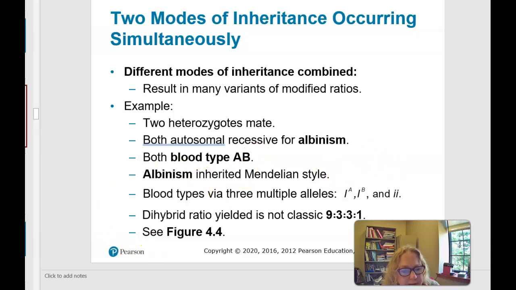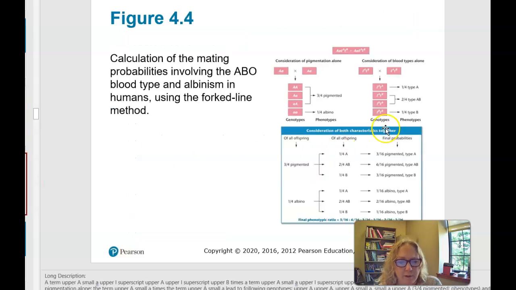Okay, let's talk about these modifications of genetic ratios. Here we go. So ABO blood type is not going to have the same ratio. Probabilities in the ABO blood type and albinism. So in this case, you have a lethal allele.